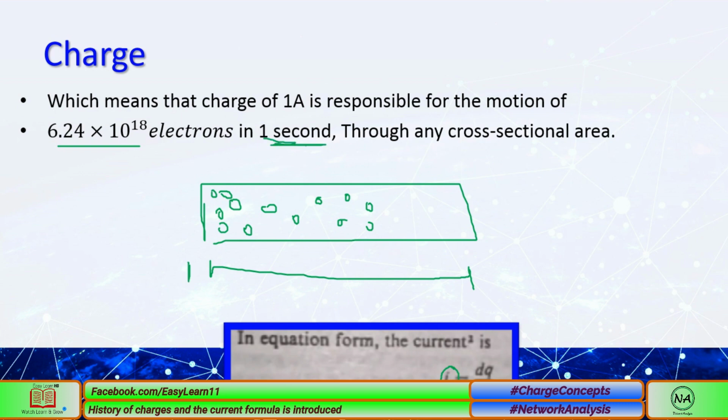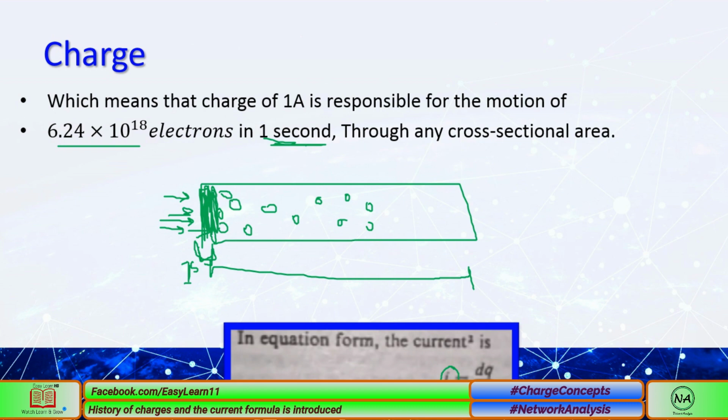In 1 second, the time duration is 1 second, they pass through a point, through a cross-sectional area. Suppose this is a cross-sectional area, and we have a stopwatch and counter here, checking how many electrons are coming and passing through this cross-sectional area. If 6.24 into 10 raised to power 18 electrons pass through this cross-sectional area in 1 second, then we can say this is a current of 1 ampere.